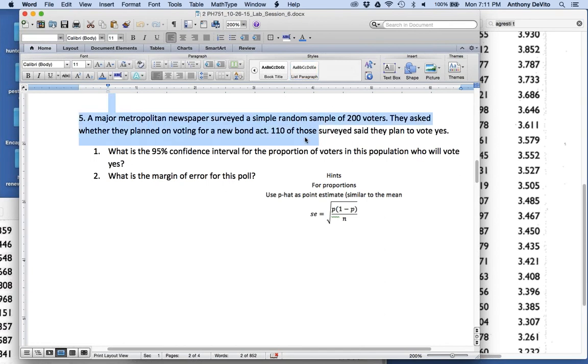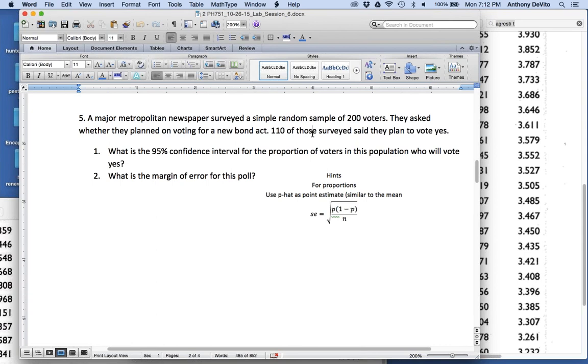So we want to find out what our confidence interval is. Are we 95% sure that the majority of voters are going to vote yes? Well, how are we going to know that? Based on our sample, 55% we think are going to vote yes. If we have a 95% confidence interval around that 55%, we'll know whether or not our confidence interval is above 50% or if part of it overhangs below 50%.